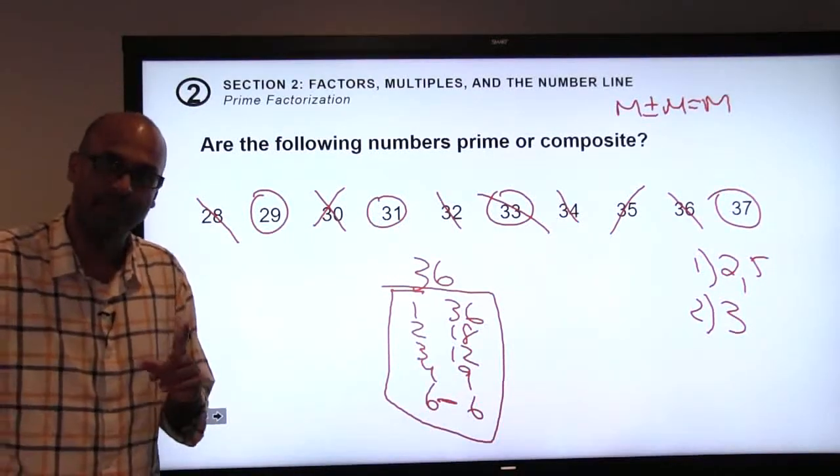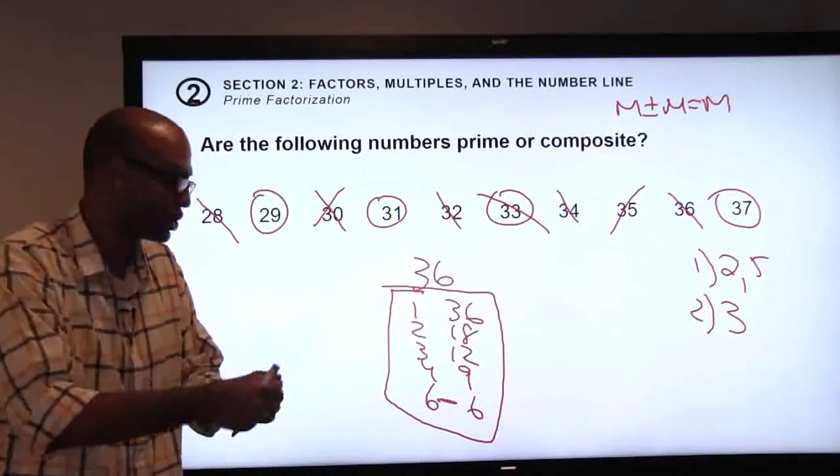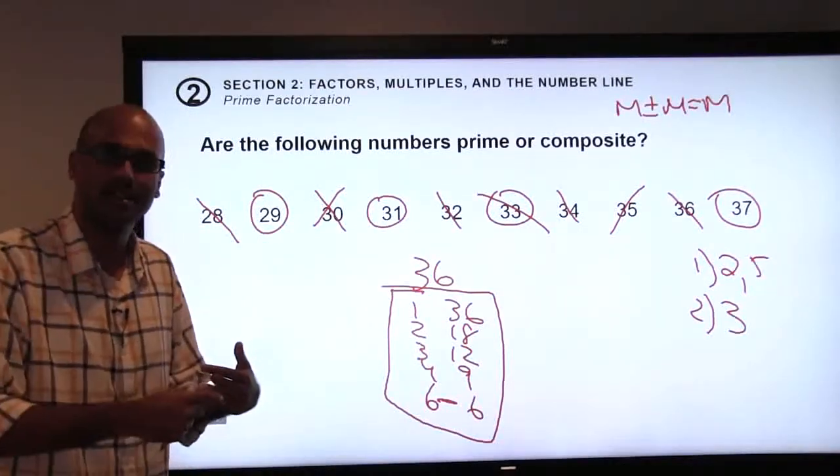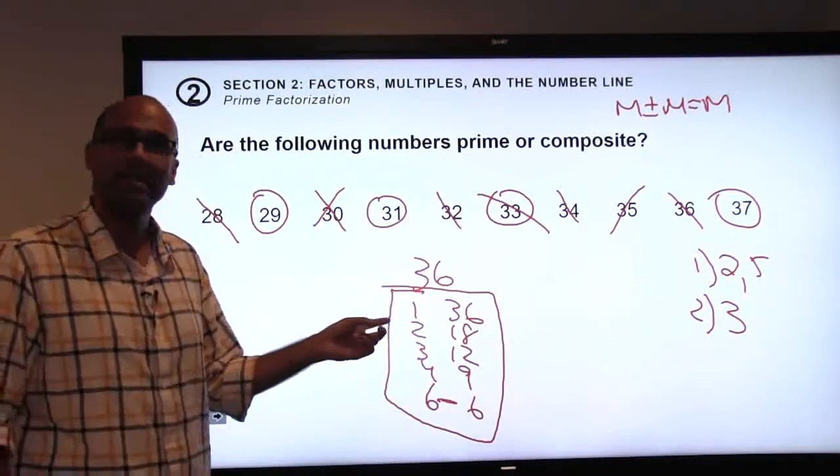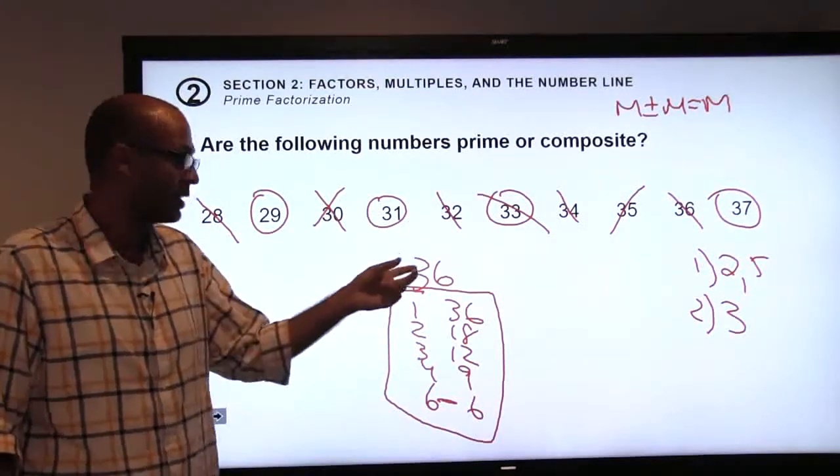Now notice something. If I were trying to catch, say, 36 in my net, and I wanted to eliminate it, I could do so by eliminating the multiples of 1. It would eliminate 36.